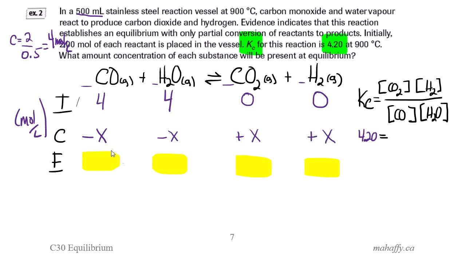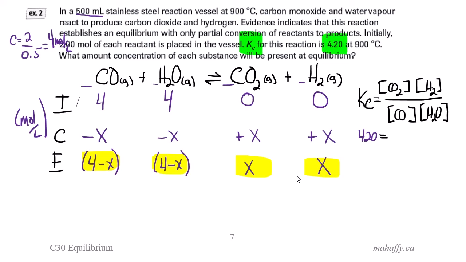Then in the equilibrium row, again, I don't have a numerical value yet, but what I can do is figure out how my x is going to factor into this. So I started at 4, I decreased by x, so my equilibrium value here is going to be 4 minus x, whatever x is. And that's going to be the same for my water, 4 minus x. These are 0 plus x, so they're just going to be x and x.